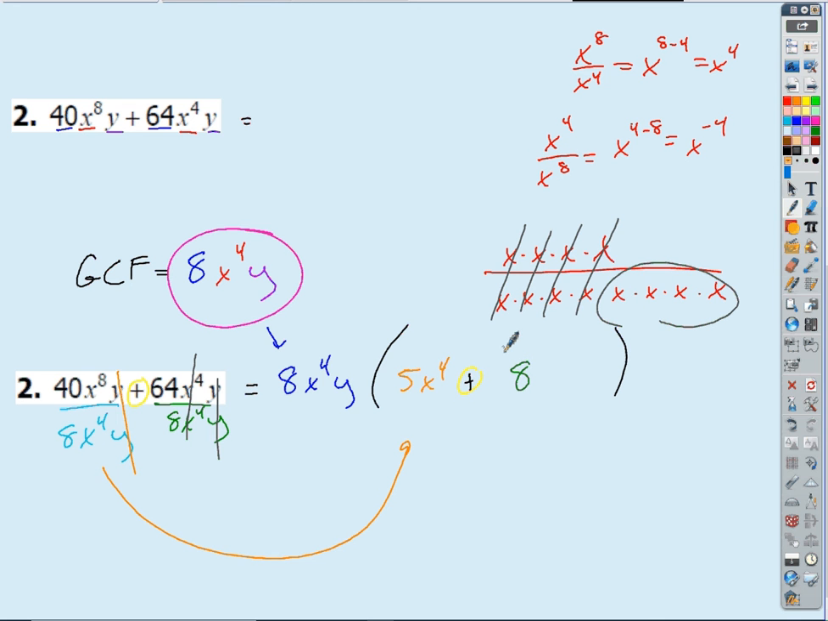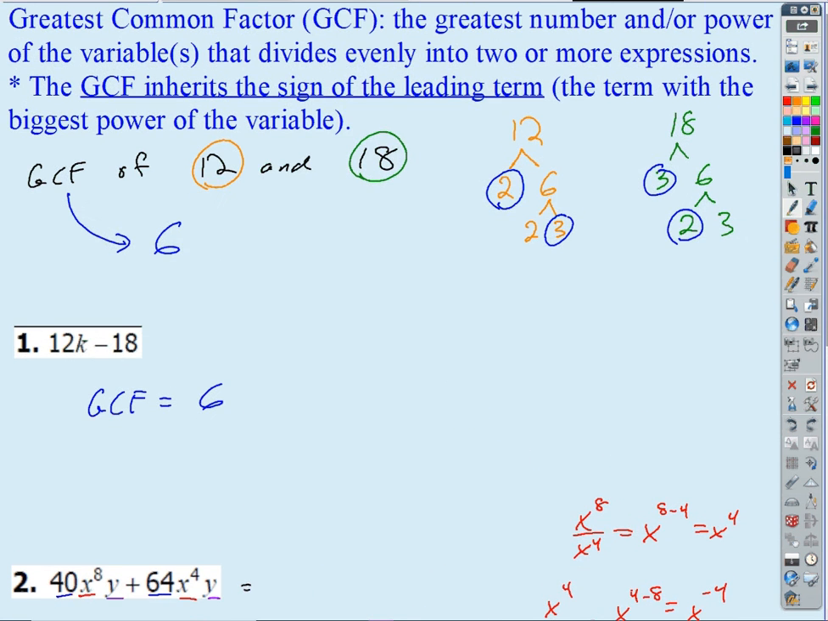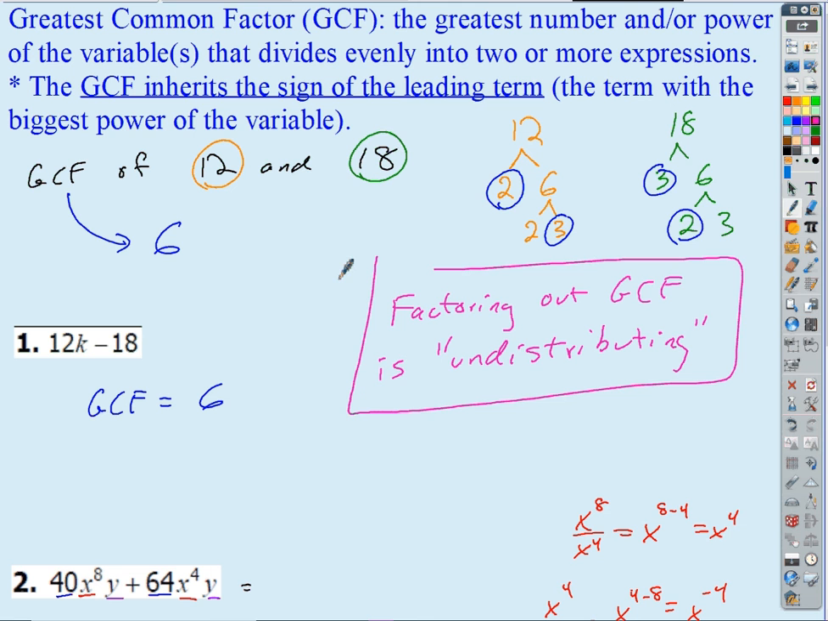I could just distribute the 8x to the 4th y, right? So in a way, when we're factoring out a greatest common factor, what is that? I'm just undistributing. That's really all that is, right? Factoring out a greatest common factor is merely undistributing. I'm going to write that down up here. It's so important, I'm going to write it down. Okay? Get the idea.